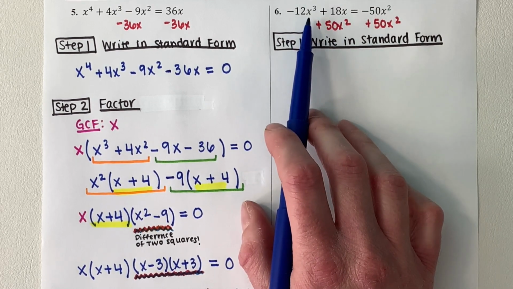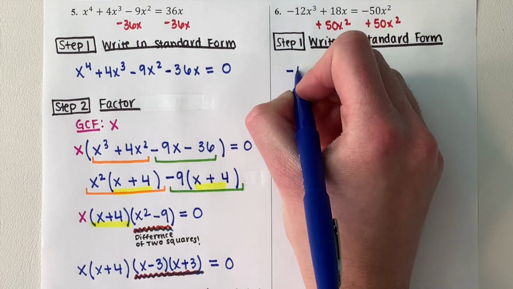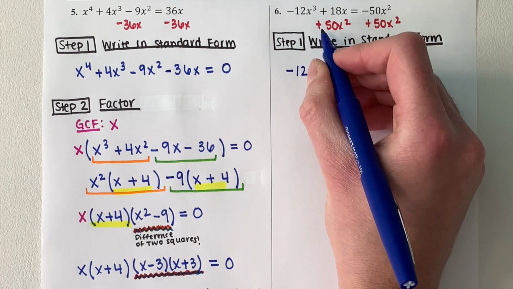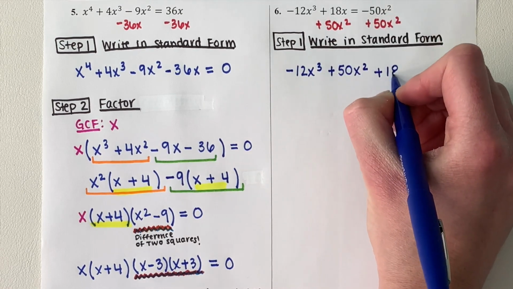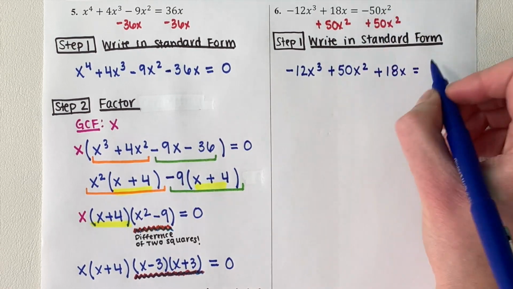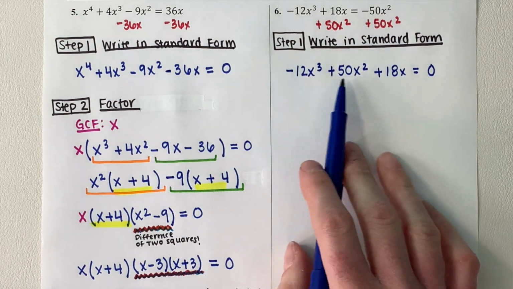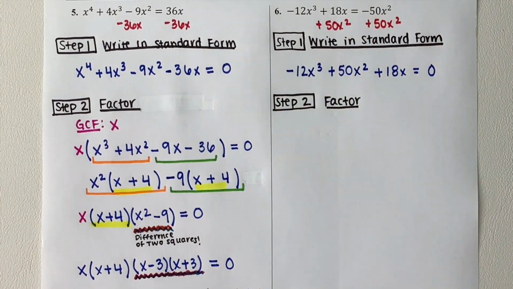So we start with the variable with the highest exponent, which would be negative 12x cubed. Then we'll write plus 50x squared, and then plus 18x. And this will be equal to 0. Now this is written in standard form. For step 2, we want to factor.